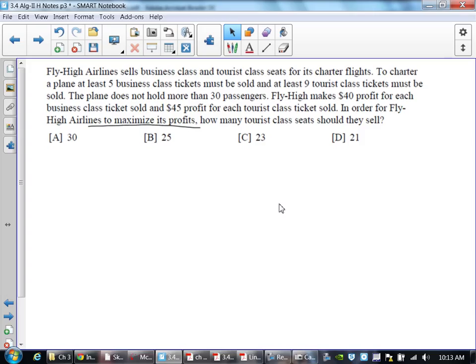So we know that our objective is going to be about profit. We have business class and tourist class, so we use B and T. Business, you made $40. Tourist, you got 45. Go through the rest of it. It said that the plane can't hold more than 30 people. So what's the maximum amount you can have?